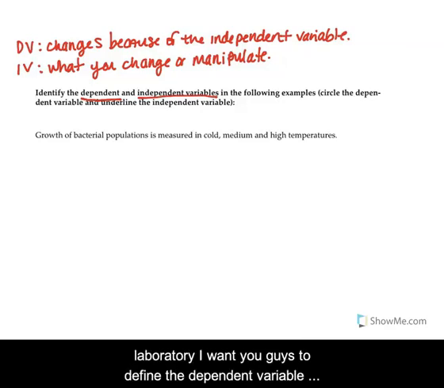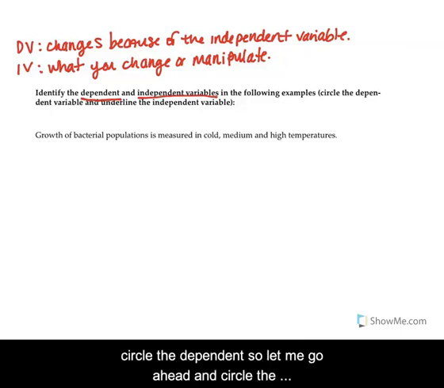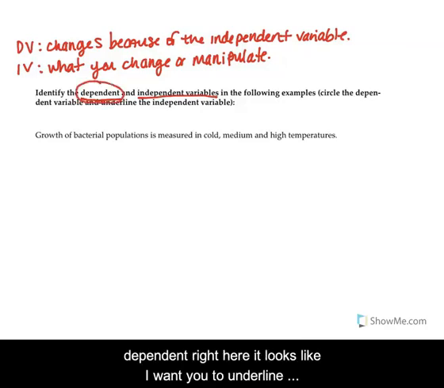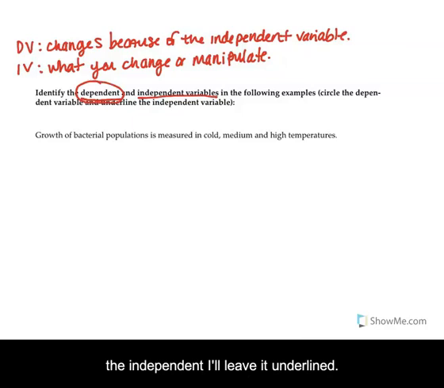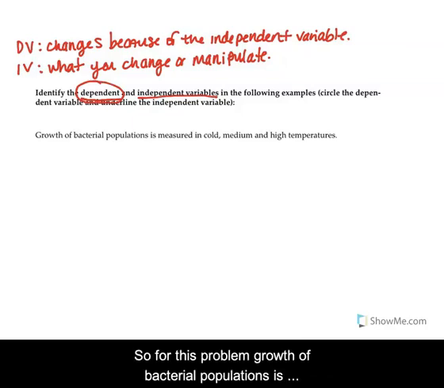So in this section of the laboratory, I want you guys to define the dependent variable and the independent variable. It looks like I want you to circle the dependent. So let me go ahead and circle the dependent word here. And it looks like I want you to underline the independent. So I'll leave it underlined. We're going to go ahead and do that. So for this problem, growth of bacterial populations is measured in cold, medium, and high temperatures.